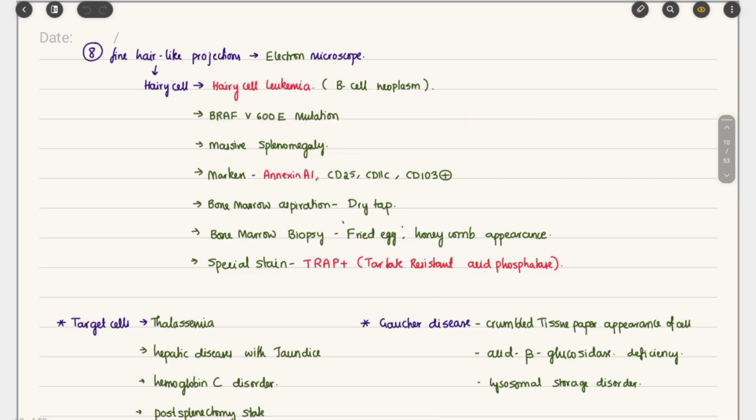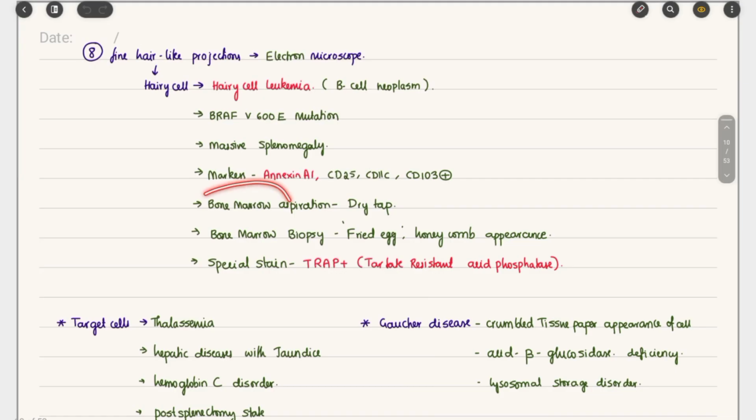Yes. Can you tell me massive splenomegaly causes? We will discuss in the 20th book. If you know, please comment. Markers are annexin A1, which is important. Where you can see the another annexin. This also we will discuss in 20th book. Okay. CD25, CD11C, CD103 plus.